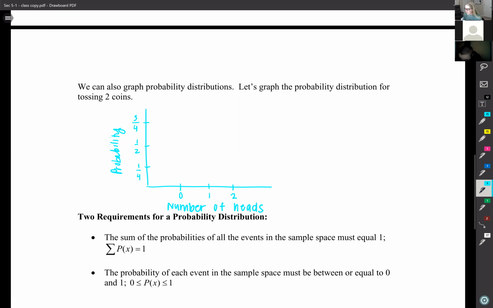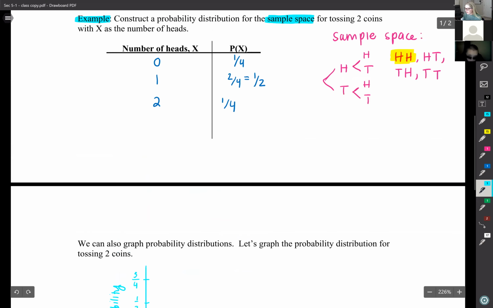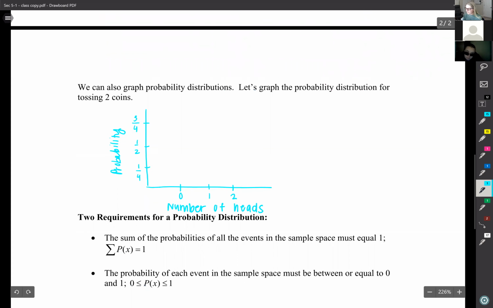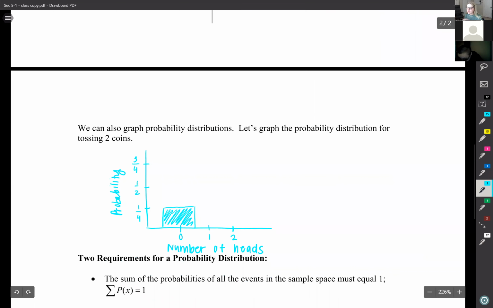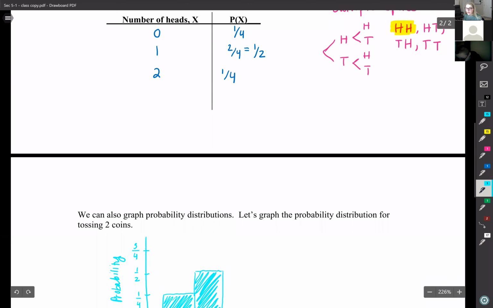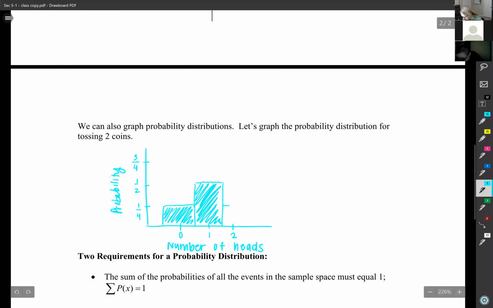All right, so if we go back to our probability distribution, the probability of getting 0 heads was 1/4. So let's just draw a bar above 0 that extends to 1/4. And then the probability of getting 1 head was 1/2. So let's do the same thing here. We'll draw a bar around 1 that extends up to 1/2. All right, and then lastly, the probability of getting 2 heads was 1/4. So we'll do the same.